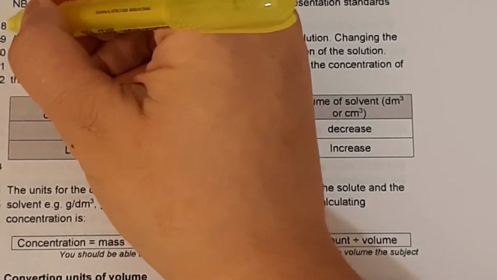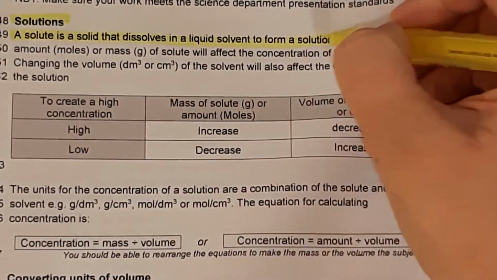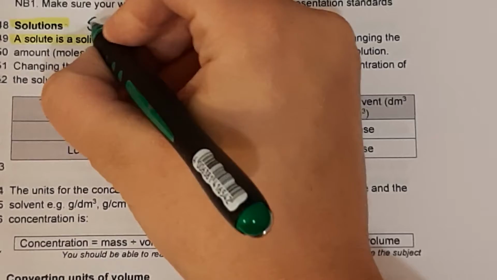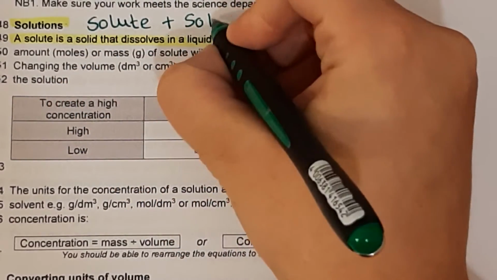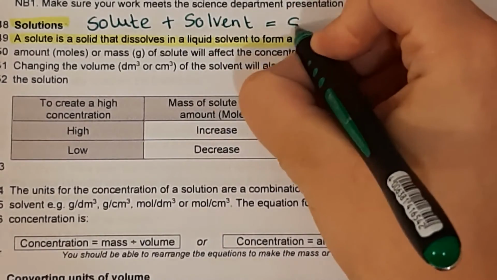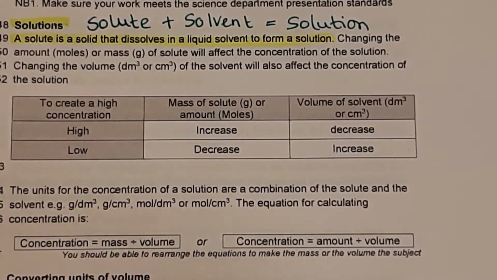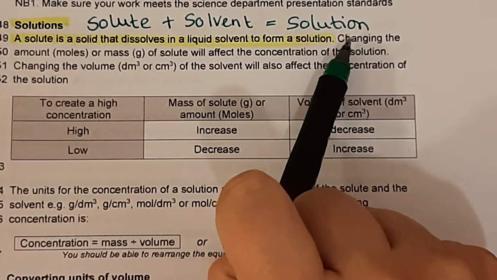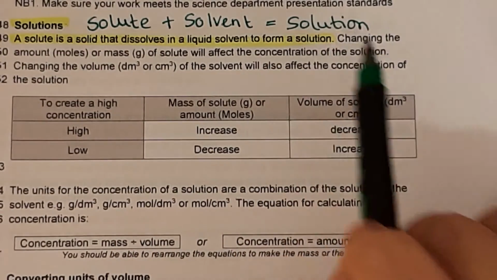Solutions. A solute is a solid that dissolves in a liquid solvent to form a solution. Okay, we're going to write something out about this. Solute plus solvent equals solution. An example of that would be salt plus water becomes salt water, or sugar plus water becomes sugar water.